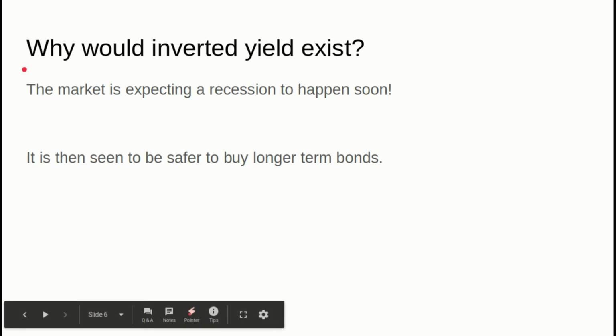So why would an inverted yield exist? Well, the market is expecting a recession to happen soon. It is then seen to be safer to buy longer term bonds.